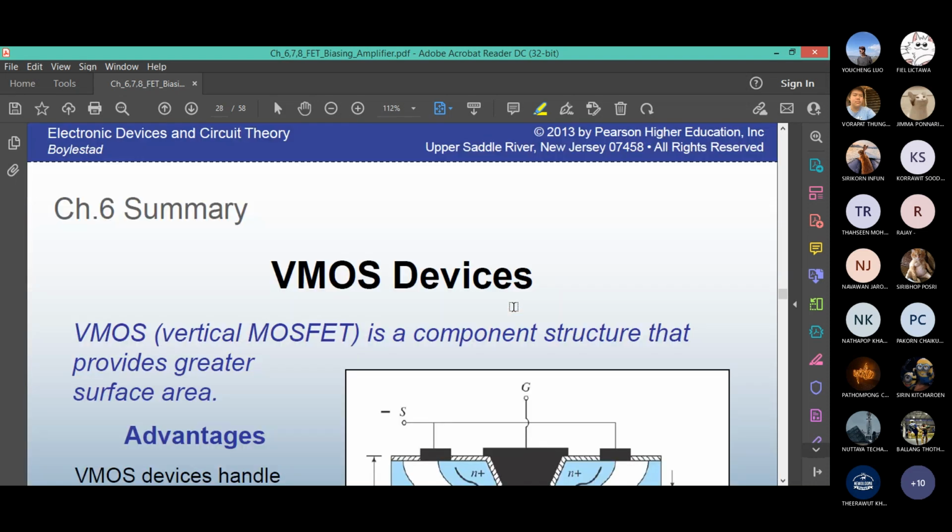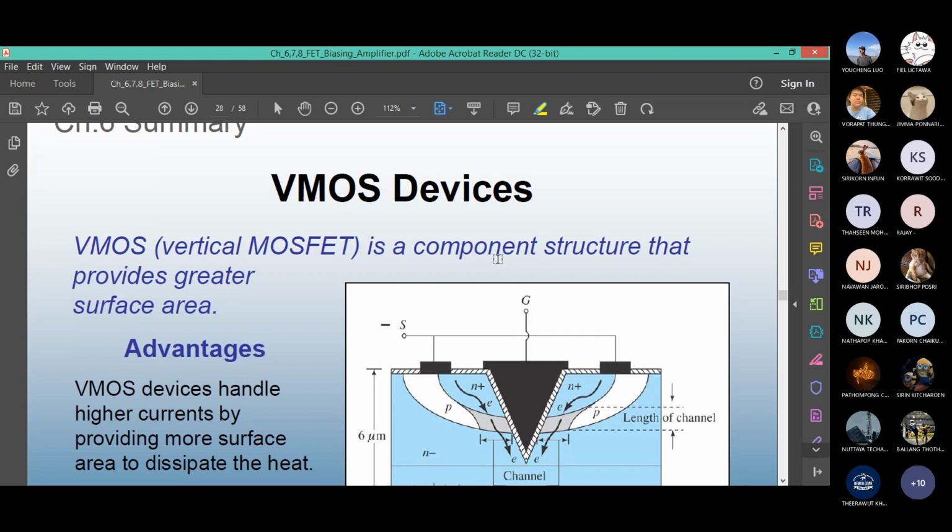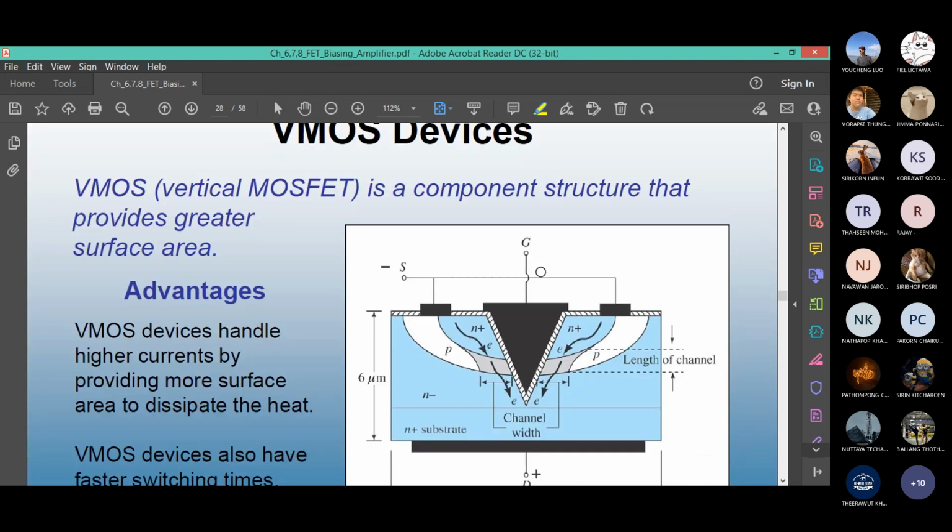There's another one called vertical MOSFET. The structure is a bit different. See, there's a whole N substrate here. And then the black ones are metallic contacts. You have P.